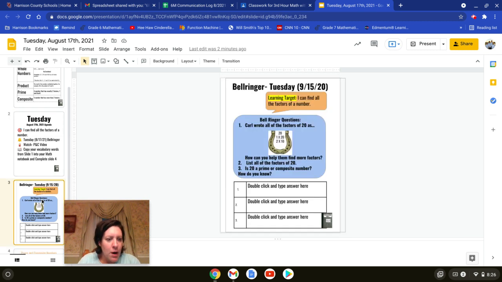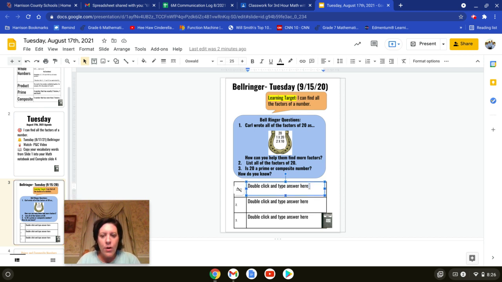So here we go down to our bell ringer. It says Carl wrote the factors of 20 as 1 and 20, 2 and 10. But how can you help him find more? Well, one way is you keep going until you get all the way from 2 over to 10. And if you find one and your guardrails shrink in, then you know you've found them all. So notice 1 and 20 is my broadest pair, right? You can't go under 1. You can't go over 20. That starts us out on our guardrails.